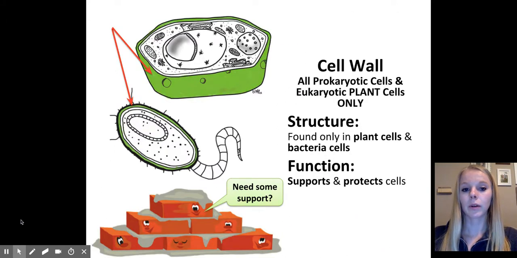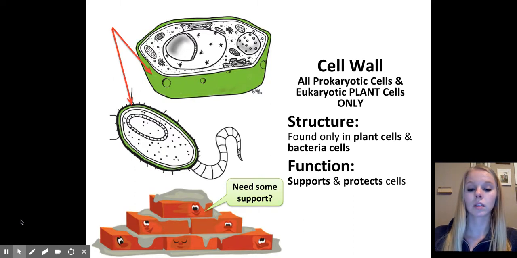So now we're going to cover the cell wall. The last cell part is not really an organelle, but it is useful in distinguishing between plant and animal cells. A cell wall can be found in all prokaryotic cells, but only in eukaryotic plant cells. Animal cells do not have a cell wall. You do not have a cell wall because you are an animal and you're made up of animal cells. It is located outside of the cell membrane, and its function is to provide structure and protection for the cell.